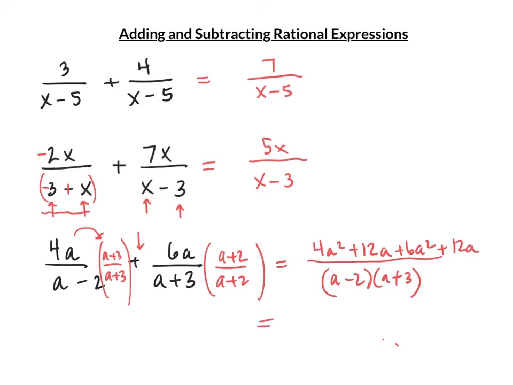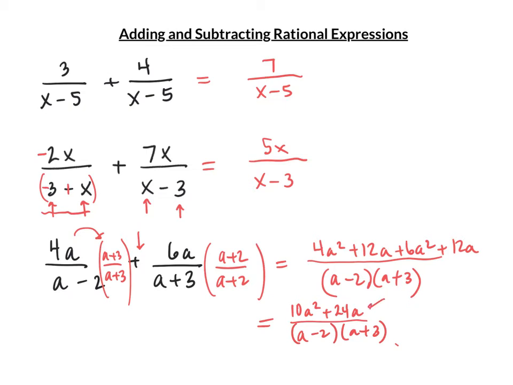Now we'll combine like terms. 4a squared and 6a squared will be 10a squared. 12a plus 12a will be 24a. All over a minus 2 times a plus 3.